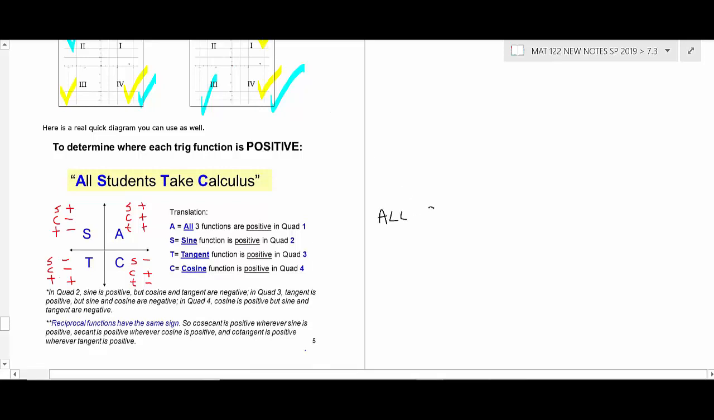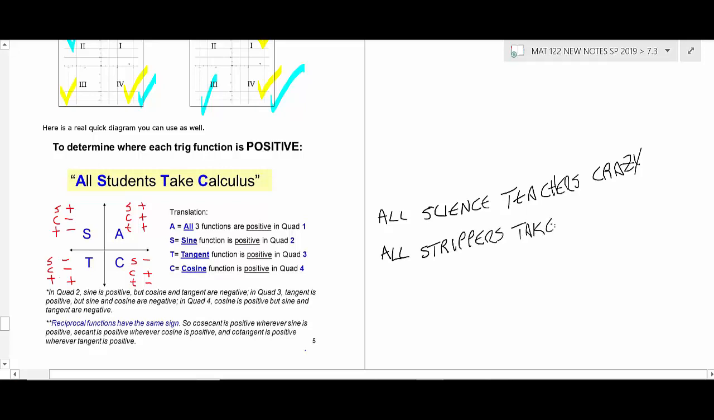I've seen all science teachers crazy. I saw that one time. And let's see, I had a couple of students tell me they came up with this one. Hey, we're all adults here. This is just a joke. They said all strippers take cash. I thought that was kind of funny. Not to offend anybody. Come on, we're all adults here. Whatever it takes for you to remember that is fine.